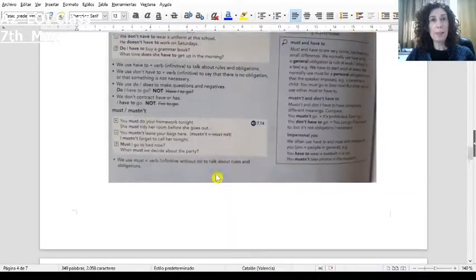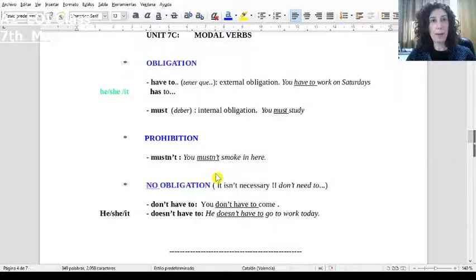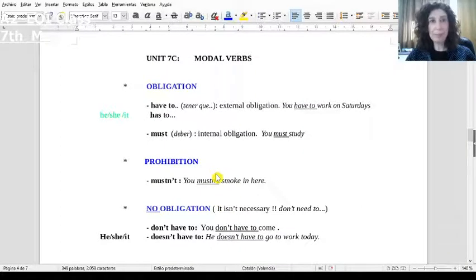Well, I send you by mail. Vaig enviar-vos aquest esquema i un altre més ampliat, vale? Per a que ho tingueu clar. Obligation, estos dos. Prohibition, mustn't. I no obligation, there's no need, don't have to, or doesn't have to.